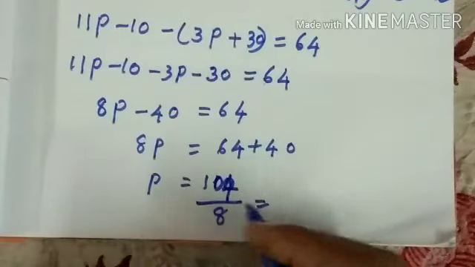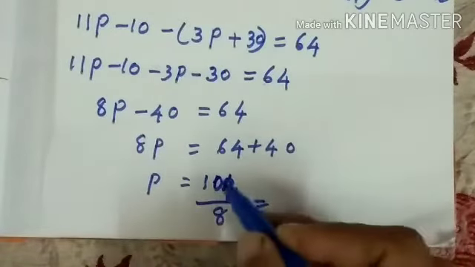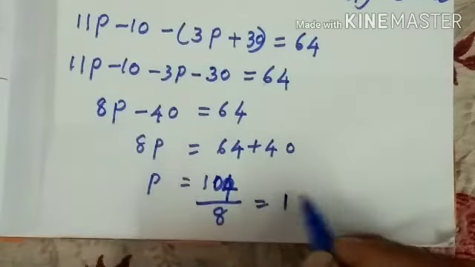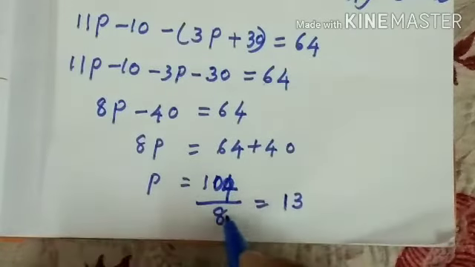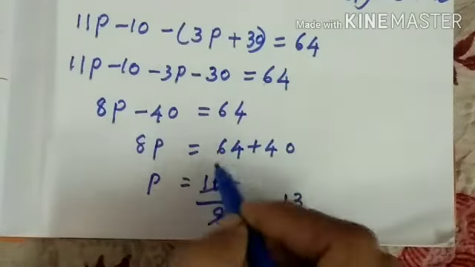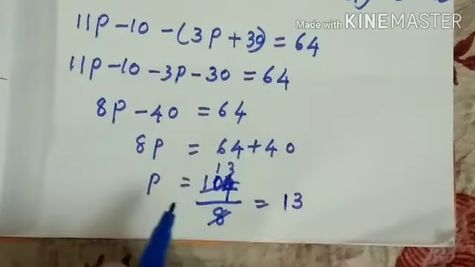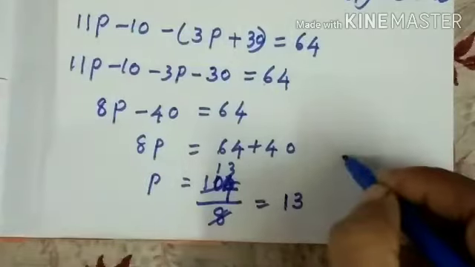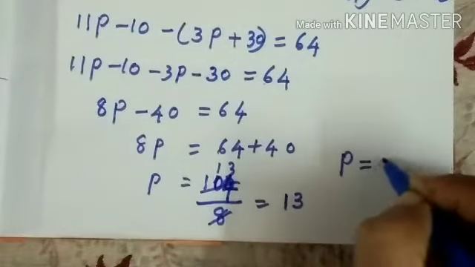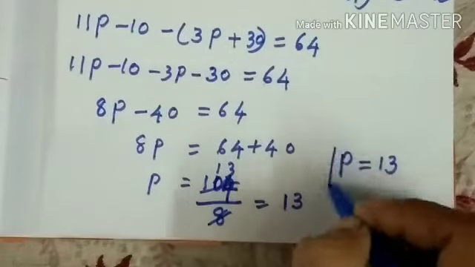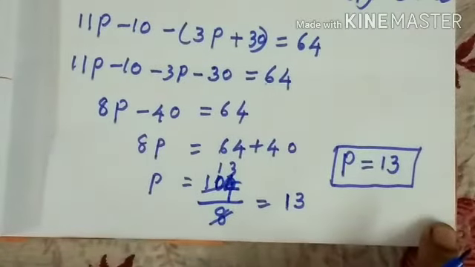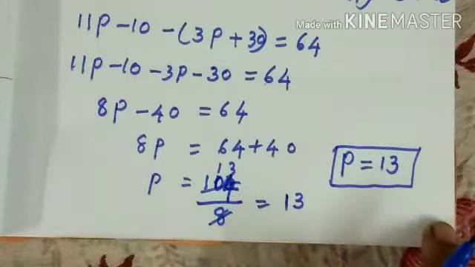By cancelling by 8, we get 1, 8 is 8, remaining 2, 24, then 3 eights are 24. It is 13. Therefore, the value of P is 13. Hence, the value of P is equal to 13. This is the answer for this question.